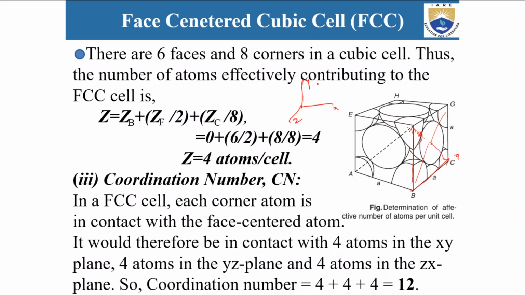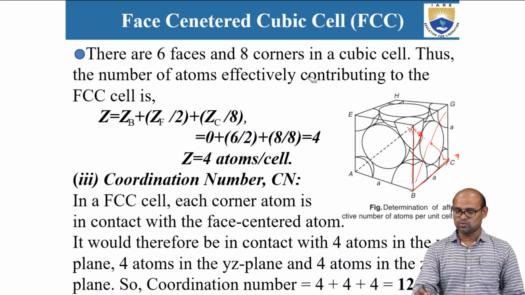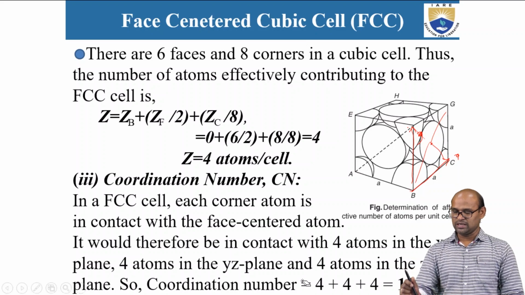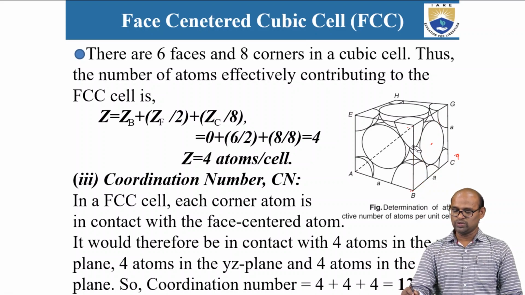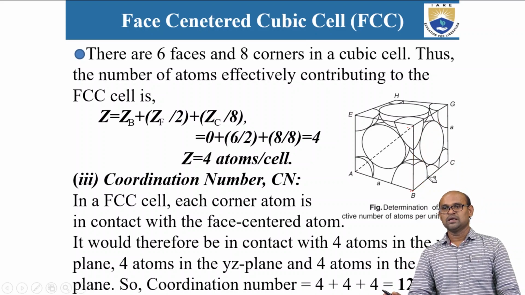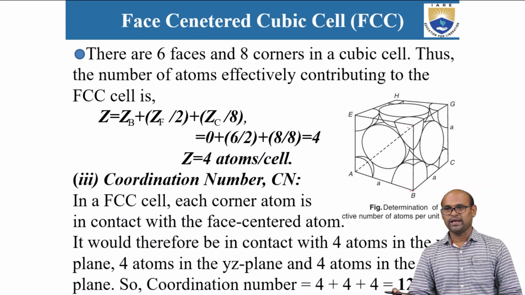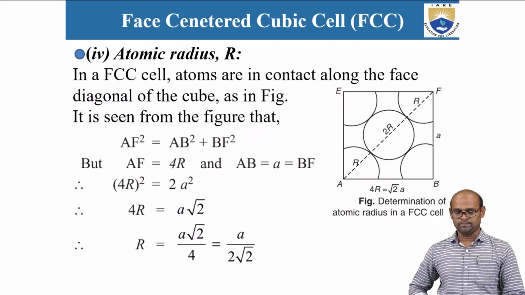So in this plane there are 4 neighbor atoms. In this plane you have 4 neighbor atoms. In this plane there are 4 neighbor atoms. So completely there are 12 nearest neighbors in the FCC unit cell. So in simple cubic unit cell there are 6, in body centered cubic unit cell there are 8, in FCC there are 12.